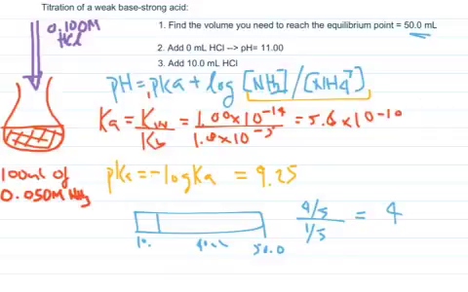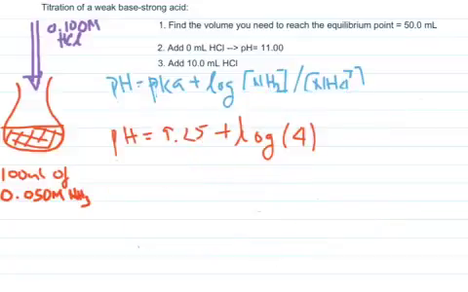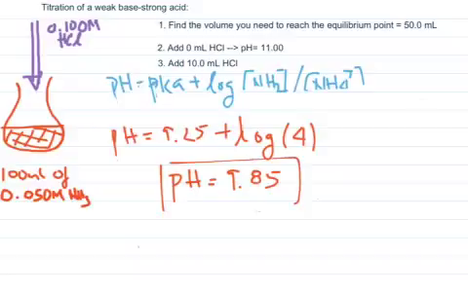So let's plug this into the Henderson-Hasselbalch equation. The pH is equal to 9.25 plus the log of 4, and I get a pH of 9.85. So as we can see, I'm going from 11 pH to 9.85 when I'm adding in that strong acid, which makes sense. Let's move on.